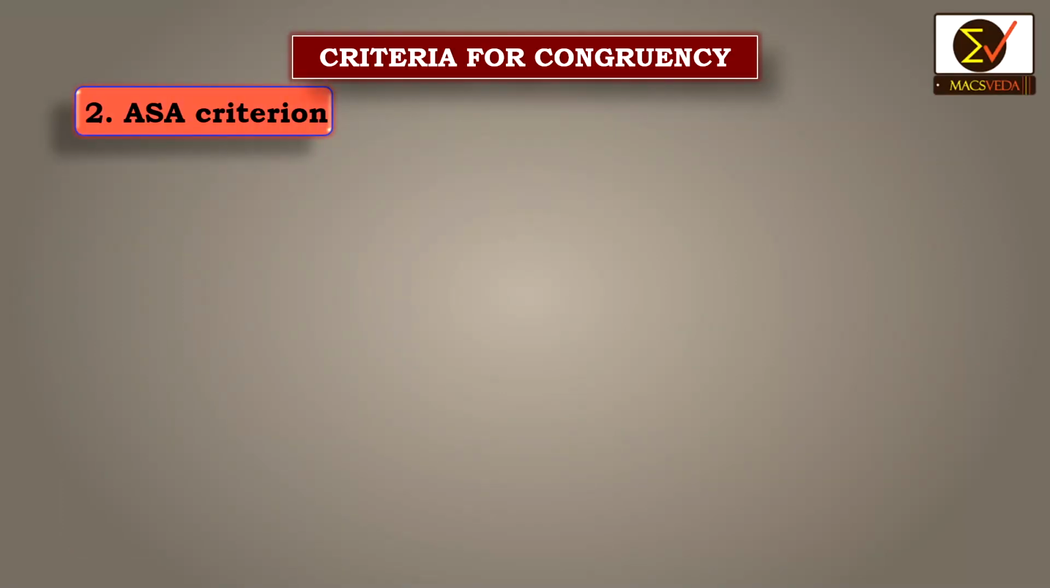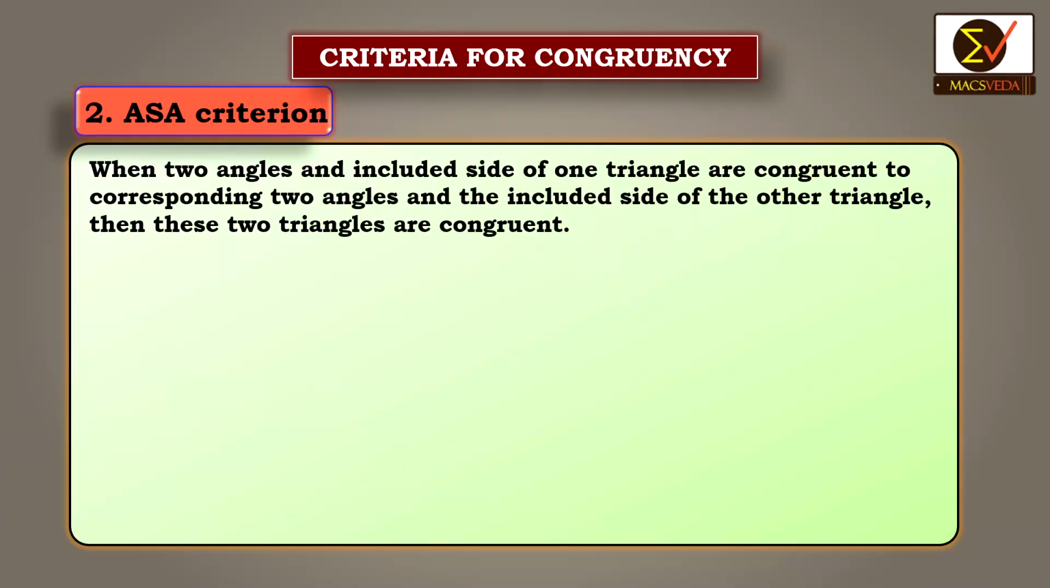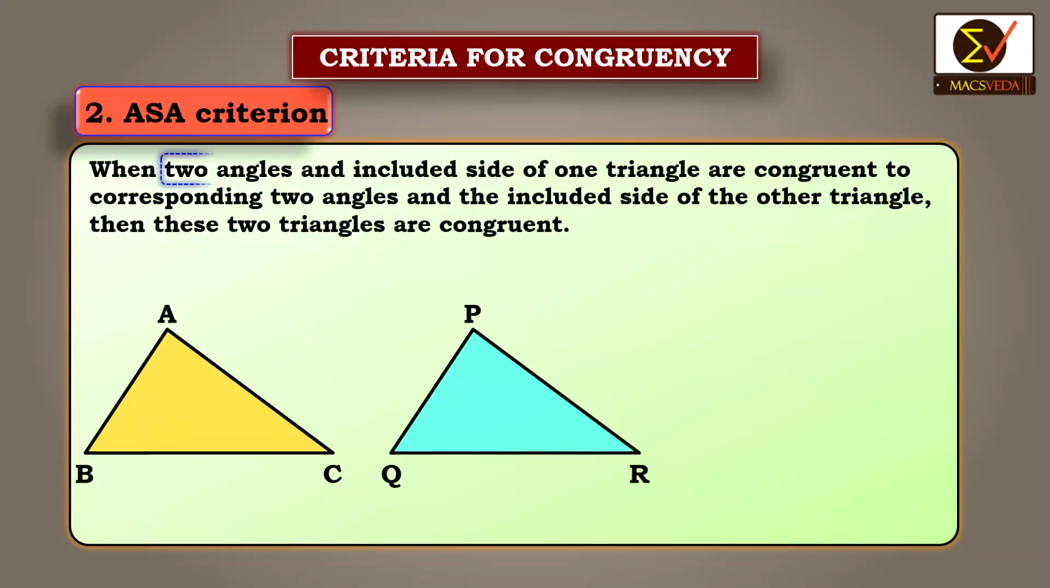The next one is ASA criterion, angle side angle criterion. When two angles and included side of one triangle are congruent to corresponding two angles and the included side of the other triangle, then these two triangles are congruent. So consider triangle ABC and triangle PQR. So two angles of one triangle are congruent to corresponding angles of the other triangle. So here angle B is equal to angle Q and angle C is equal to angle R.